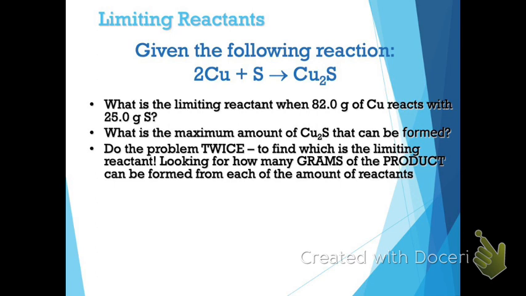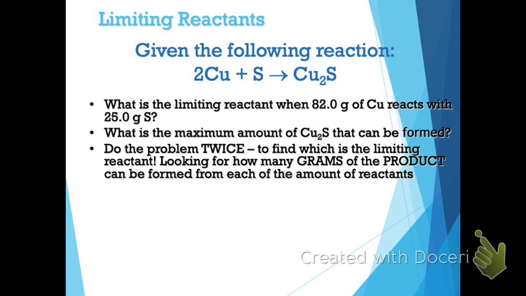Okay, it says do the problem twice. To find which is the limiting reactant, look for how many grams of the product can be formed from each amount of reactant. That means we're going to have to do a T-chart that goes from grams of copper to grams of copper sulfide. And then we do another one that goes from grams of sulfur to grams of copper sulfide. And we're going to compare which of those allows us to make more product, or in other words, which of those limits the amount of production we can make. Okay? So let's start with that.